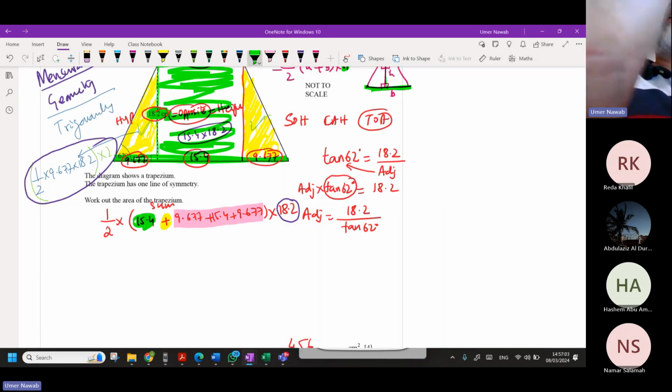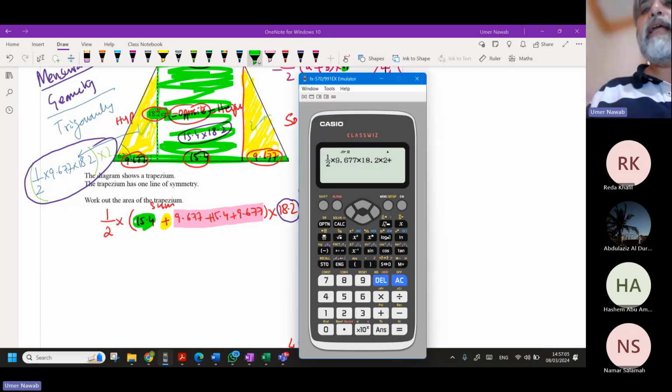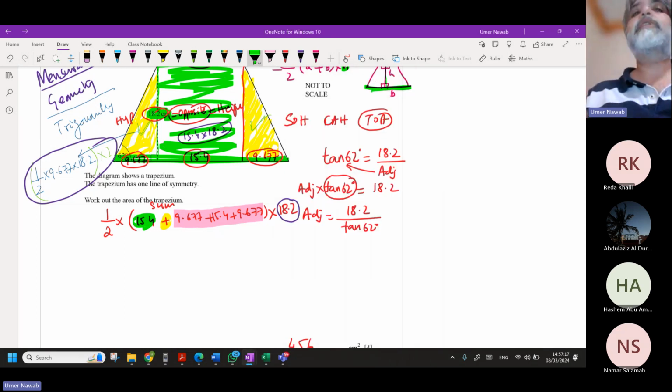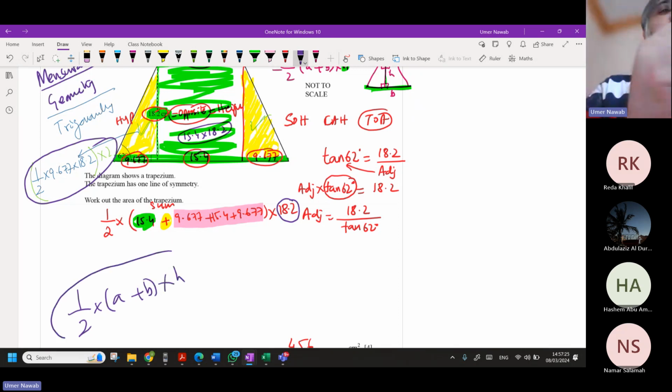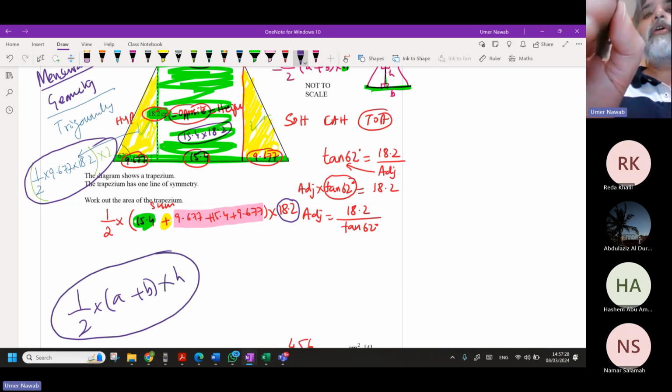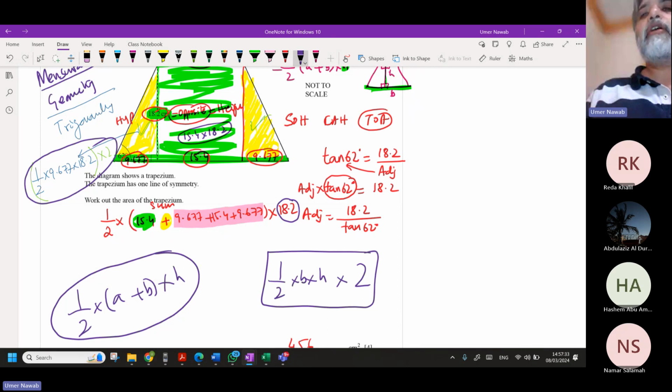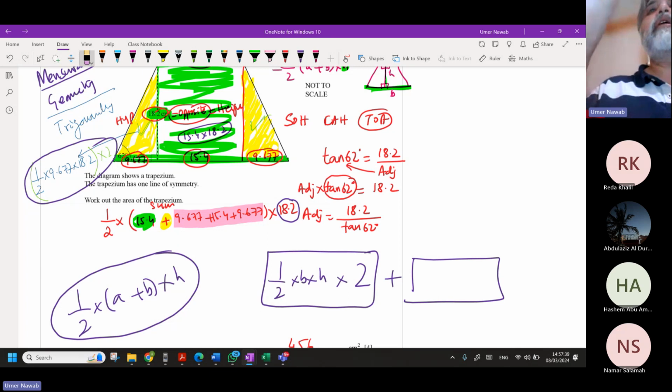This is the rectangle. So for the rectangle, you already know its length is 15.4 times the height, which is 18.2. I will get the same answer, 456.4. So any technique here, guys, you can use either the area of a trapezium, if you are very good at that, which is half times A plus B times height, or you can use half times base times height, times 2, for the area of 2 triangles, plus the area of a rectangle, which is length times width. Then you can find the answer for this trapezium.